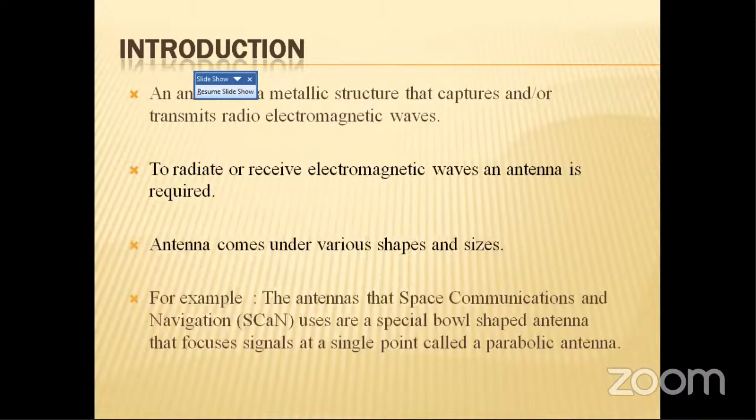Now, introduction of my paper is, what is antenna? Antenna basically is a metallic structure that captures or transmits the radio electromagnetic waves. Why is antenna used? Antenna is used to radiate or receive electromagnetic waves. Antenna comes in various shapes and sizes. For example, the antenna we use in space communication is the parabolic antenna. We have a specific bowl shape used in space communication.